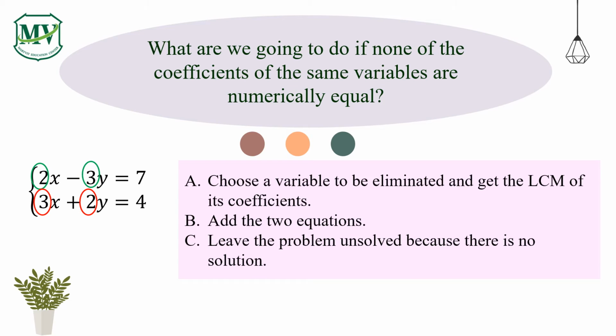What are we going to do if none of the coefficients of the same variables are numerically equal? A. Choose a variable to be eliminated and get the LCM of its coefficients. B. Add the two equations. C. Leave the problem unsolved because there is no solution. The correct answer is letter A. Choose a variable to be eliminated and get the LCM of its coefficients.